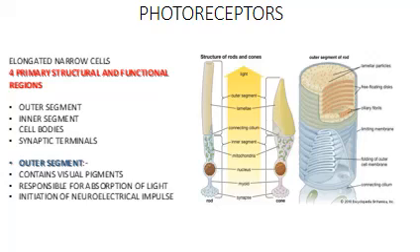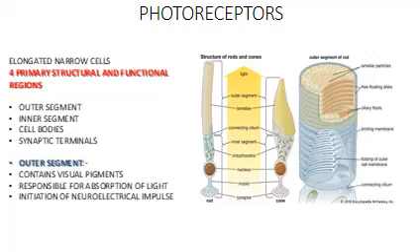So here we look at the structure of the rods and the cones. The rods, we can see, are elongated narrow cells, and they have 4 regions. The structure, both in the rods and the cones, has 4 regions: the outer segment, the inner segment, then the cell bodies and the synaptic terminals. So this is the primary structure of the rods and the cones.